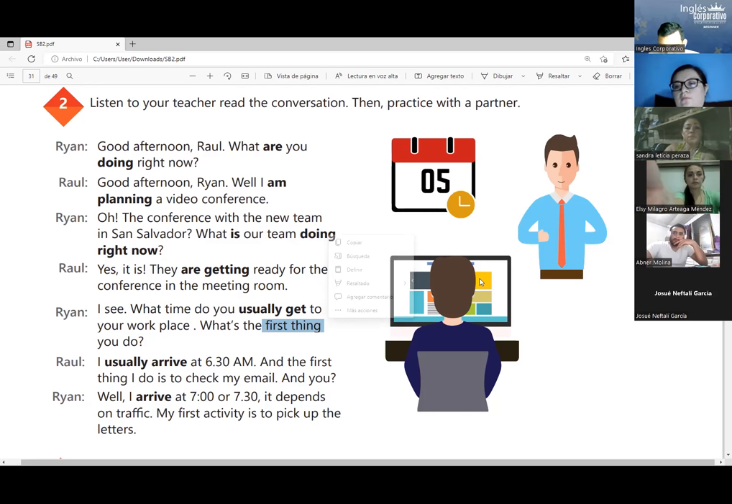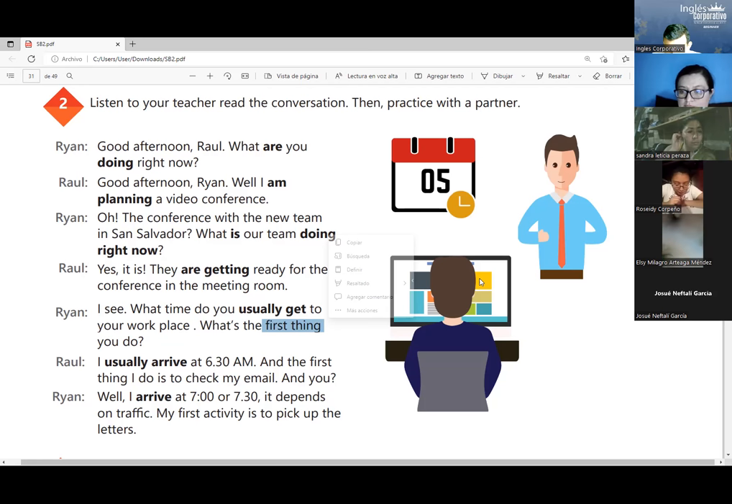¿Empiezo yo? Please. Okay. Good afternoon, Raúl. What are you doing right now? Good afternoon, Ryan. Well, I am planning a video conference. Oh, the conference with the new team in San Salvador. What is our team doing right now? Excellent. Yes, it is. They are getting ready for the conference in the meeting room.